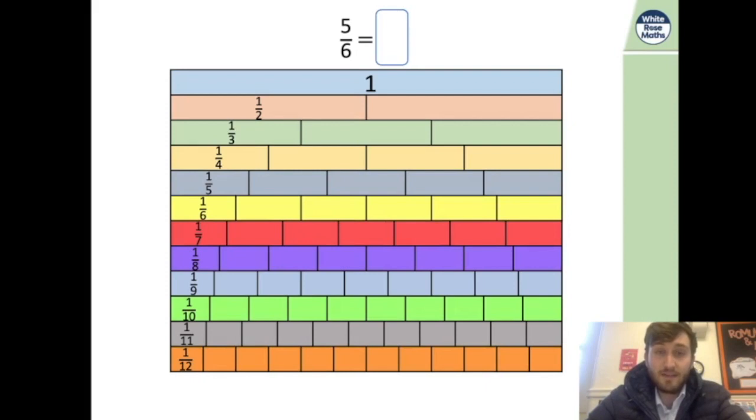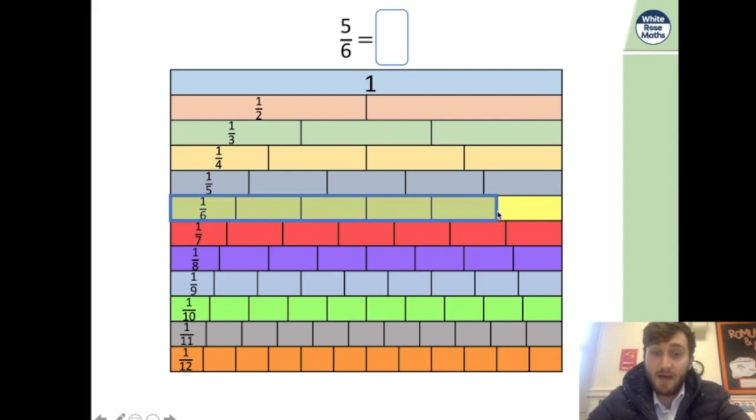So now, using this, I want to see what 5/6 are equivalent to. So straight away, when I look at my fraction, I'm looking at my denominator. I'm looking at sixths. So now I can go down to 6, and I can look where 5/6 are. So I can do 1, 2, 3, 4, 5/6. So you can see this one here.